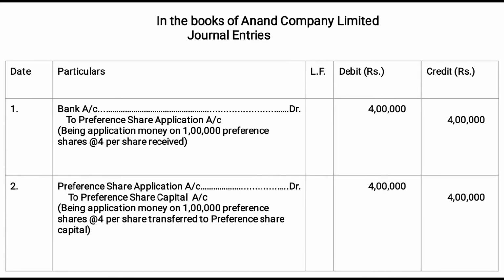Now we have to pass transfer entry. Transfer entry will come preference share application account debit to preference share capital account, debit 4 lakh, credit 4 lakh. Narration being application money on 1 lakh preference share at 4 per share transferred to preference share capital.